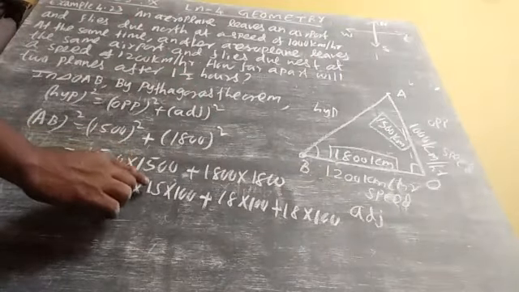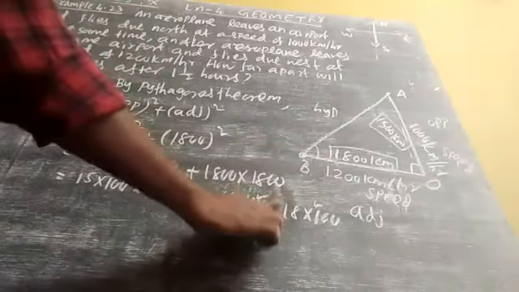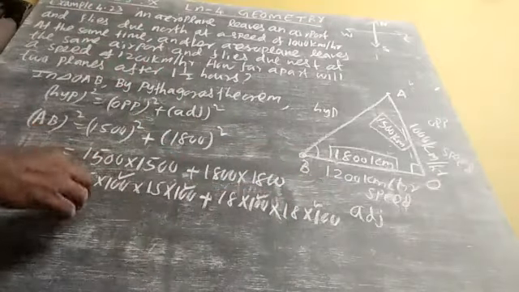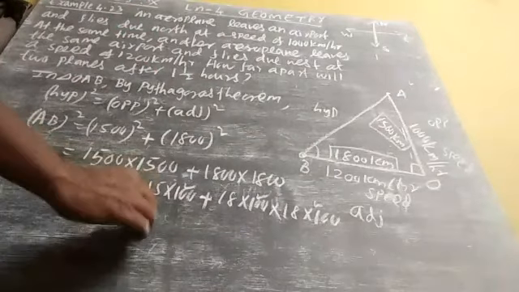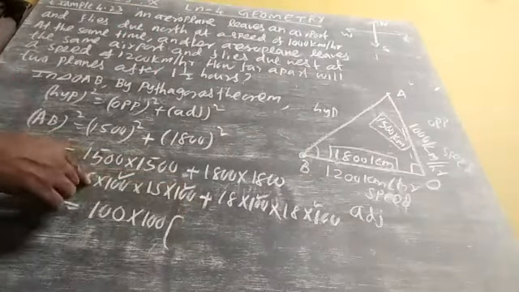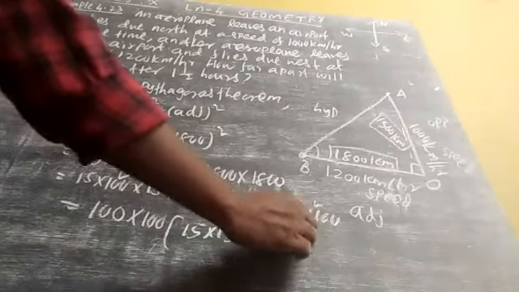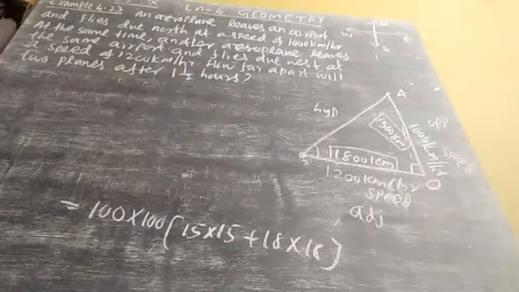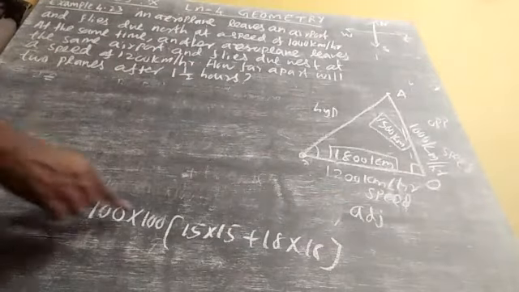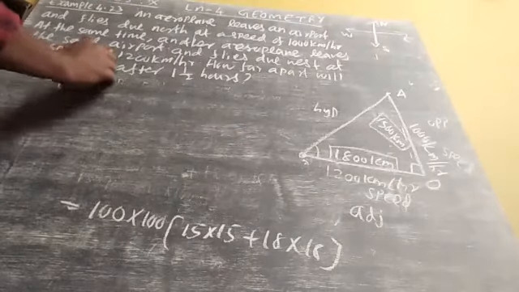See, 100, 100 is common, so I can take it outside. 100 into 100 I am taking outside. Remaining will be 15 into 15 plus 18 into 18. So 100 into 100 is 100 square.